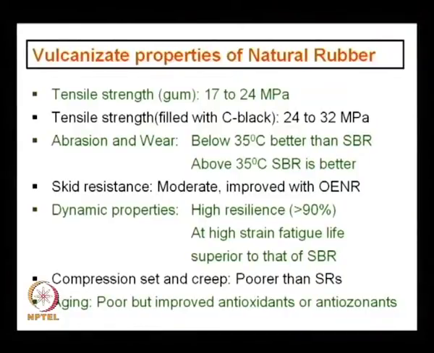Then abrasion and wear. Think of a rubber tire rolling on the road surface, which is rough. The outside surface of the wheel, called the tread portion, gets worn out by wear and tear due to friction with the road surface. So wear resistance must be there, and there must be road gripping, otherwise the wheel will skid. After sudden pressing of the brake, it should stop immediately.